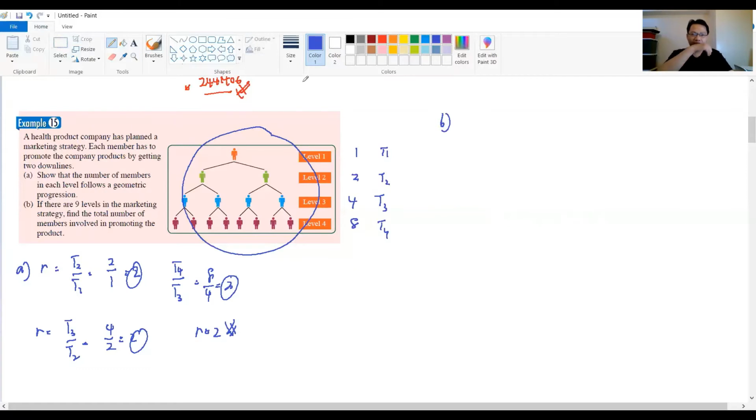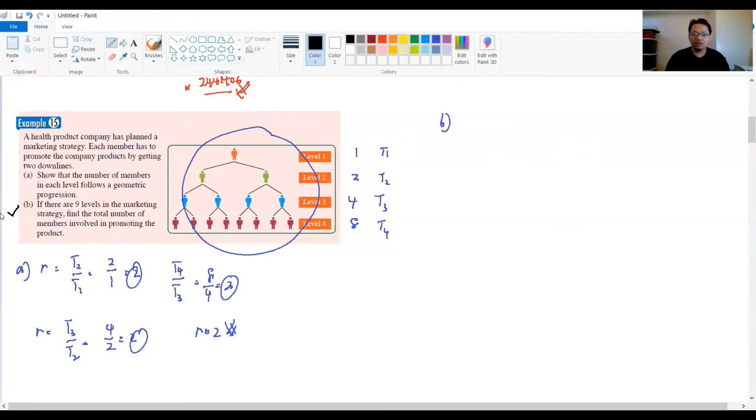How about B? For B, if there are 9 levels in this marketing strategy, find the total number of members involved in promoting the product. Now, guys, for question B, what we understand here is we are not talking about the number of people on that 9th level. We are talking about the whole members for the whole 9 levels. So if we have 9 levels, we need to count from the first level until the 9th level.